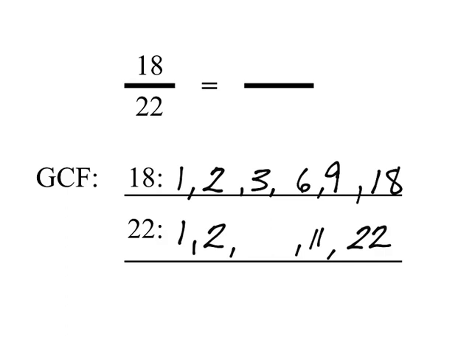Now I'm going to look at my numbers. I know 1 and 2 are in common. There's no 3, 6, 9, 18, 11, 22. So here my greatest common factor is 2. I'm going to come up and divide both my denominator and numerator by the same number, which is 2. 18 divided by 2 is 9. 22 divided by 2 is 11. And 9/11ths is my simplest form on this fraction.